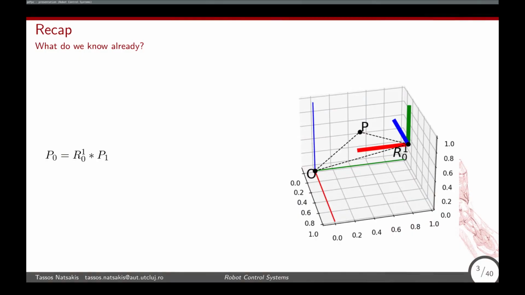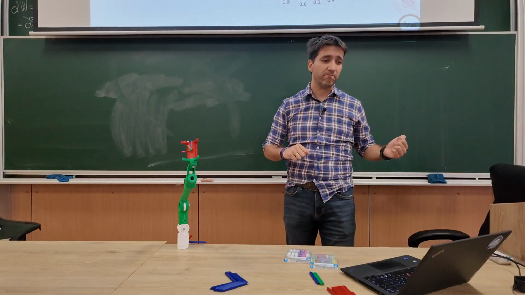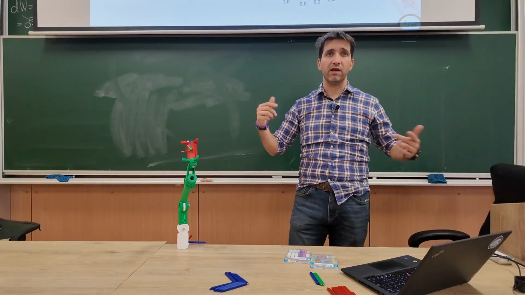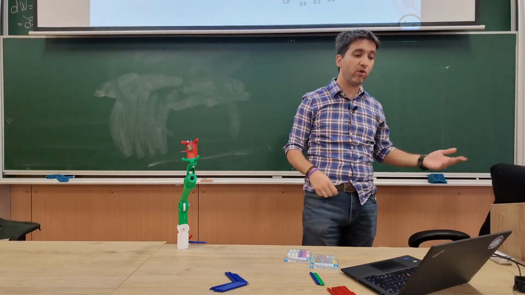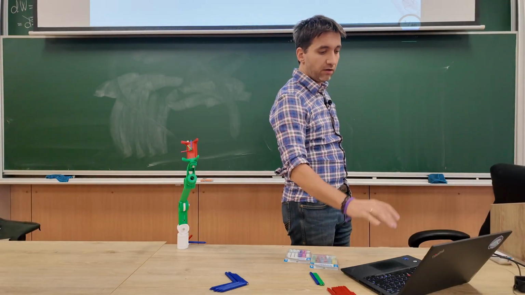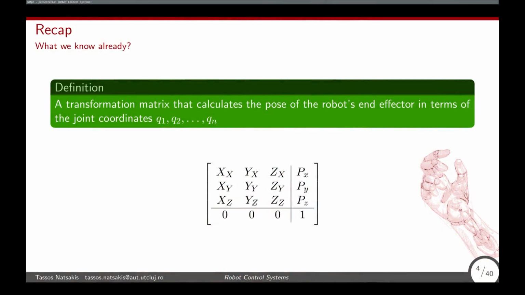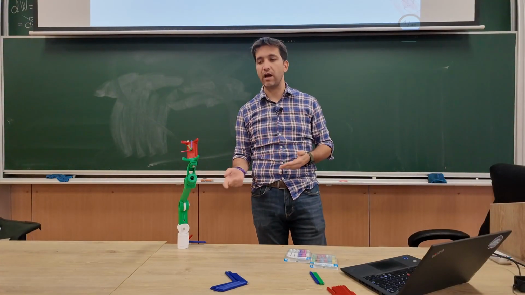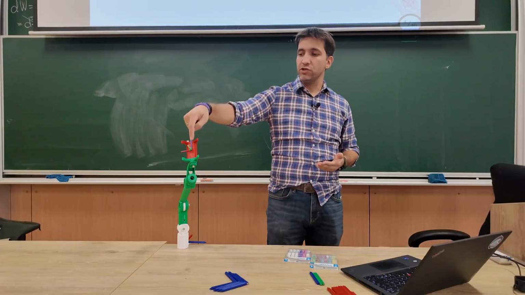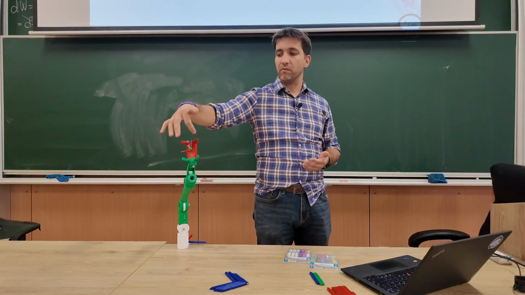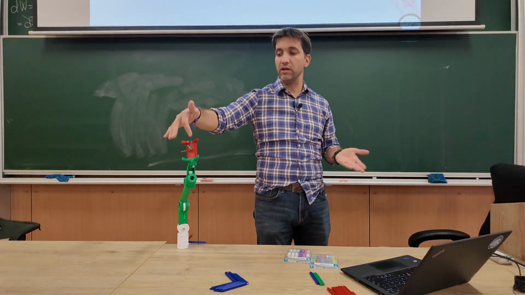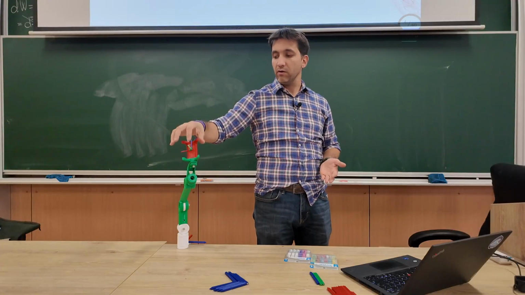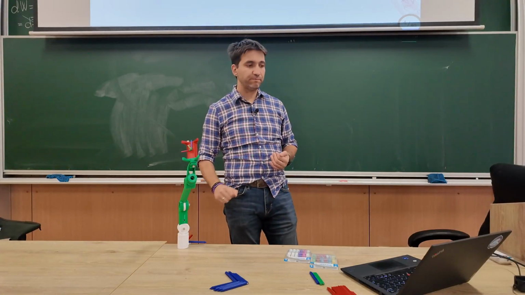We talked about transformations. How do we transform from one frame to the other, like coordinates of a point or a pose. And we defined what we call the forward kinematics, which in the case of the robot, it describes the position and orientation of a coordinate frame, usually located at the end effector, with respect to a reference frame.